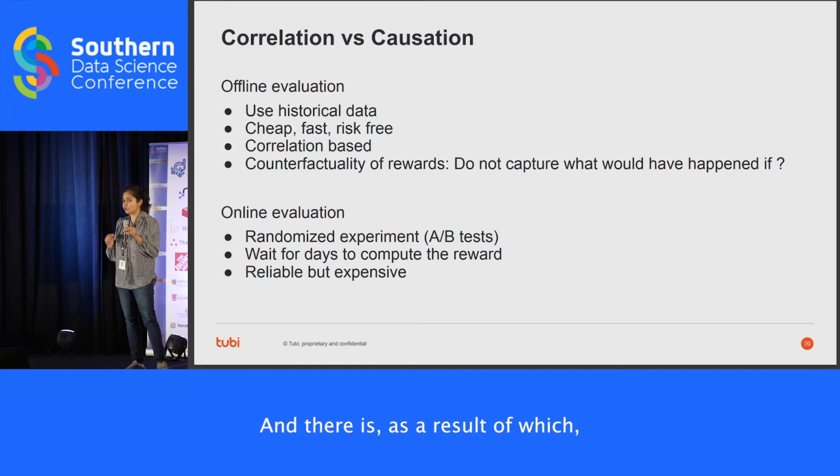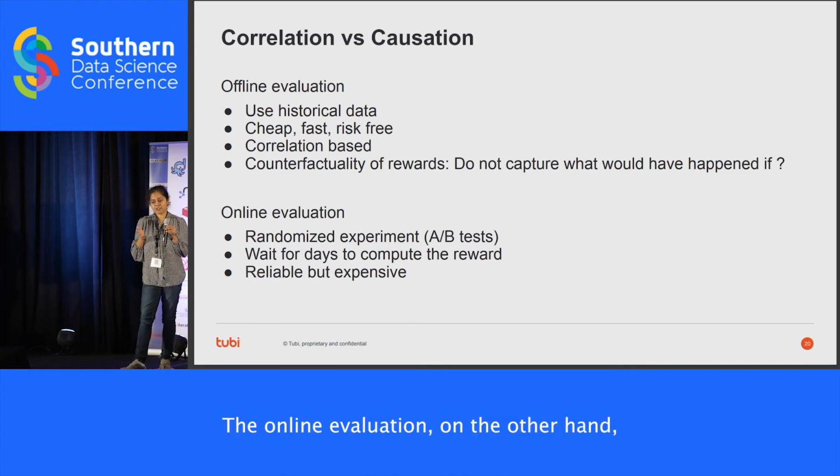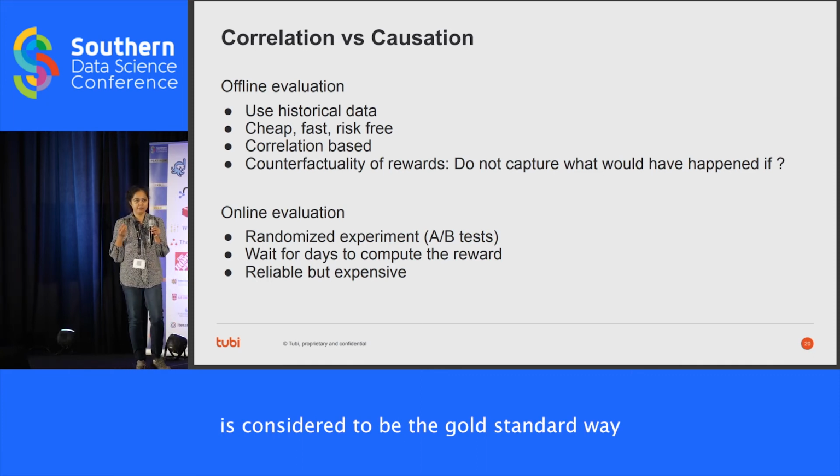As a result, there is this beautiful problem of counterfactuality of rewards. You cannot capture in the offline data what would have happened if I had shown another recommendation instead of this one. The online evaluation, on the other hand, is considered to be the gold standard way of evaluating things.